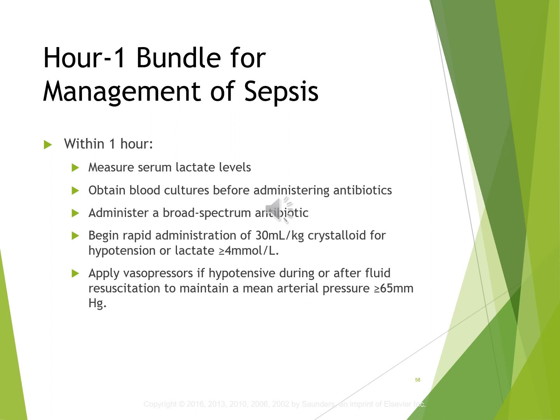You will apply vasopressors if hypotensive during or after the fluid resuscitation to maintain a mean arterial pressure of 65 millimeters of mercury. So if you're giving that bolus of fluid and it's not helping, you add the vasopressor. You do that because if that pressure is too low, you run the risk of an acute kidney injury. So you want to maintain that mean arterial pressure, or MAP, above 65 millimeters of mercury.